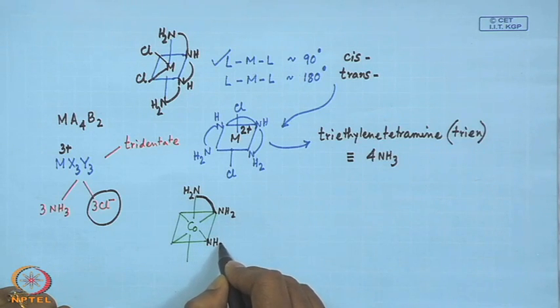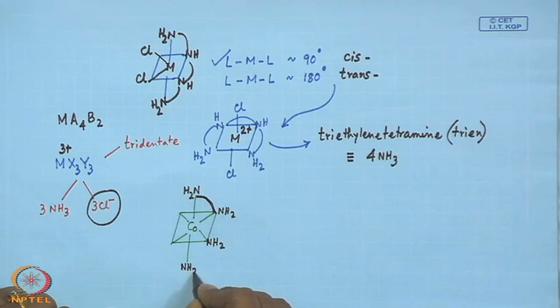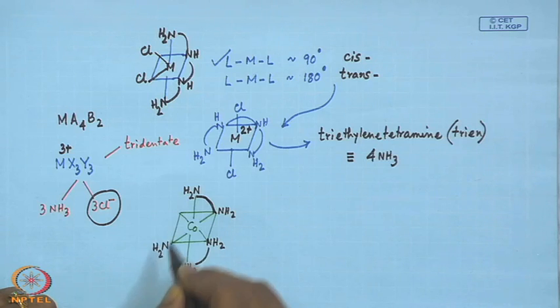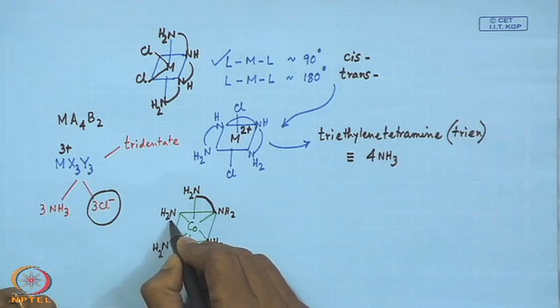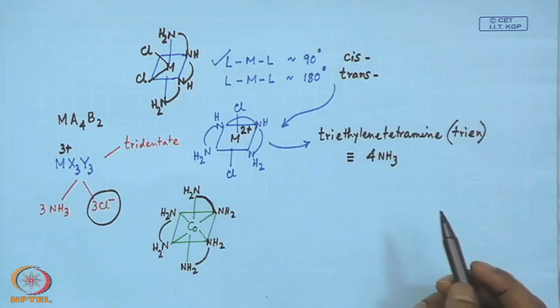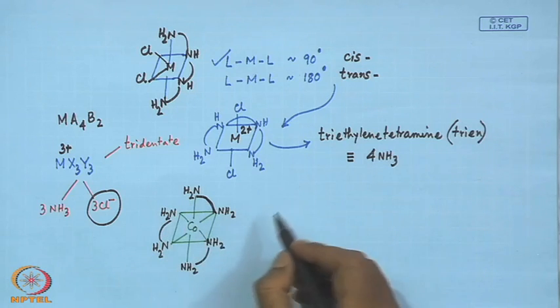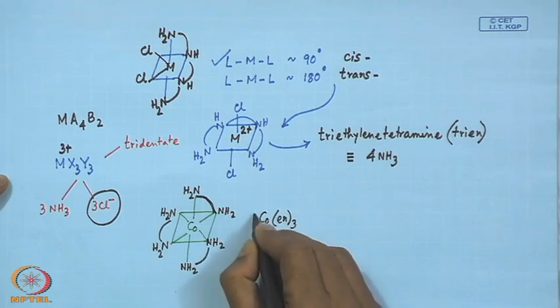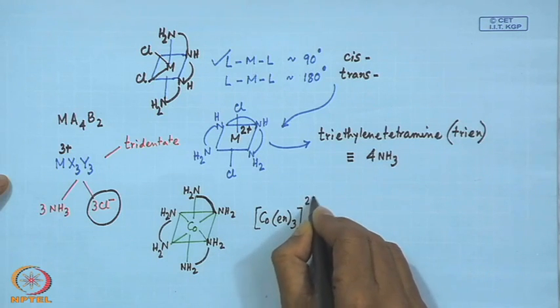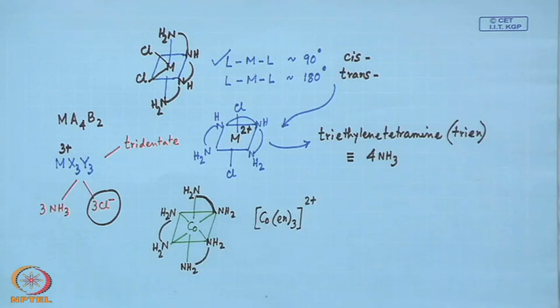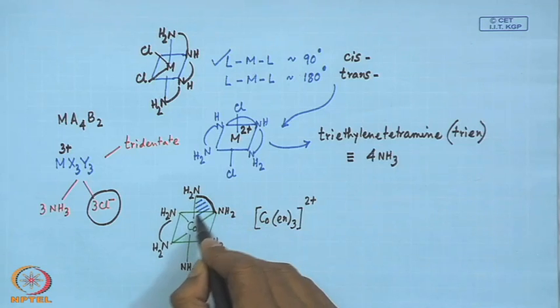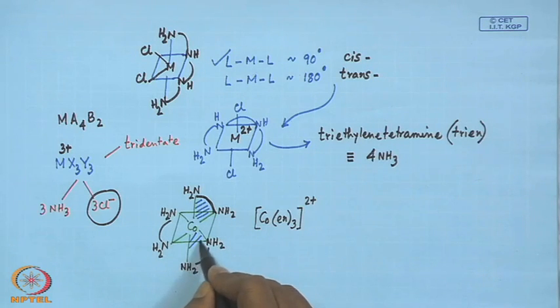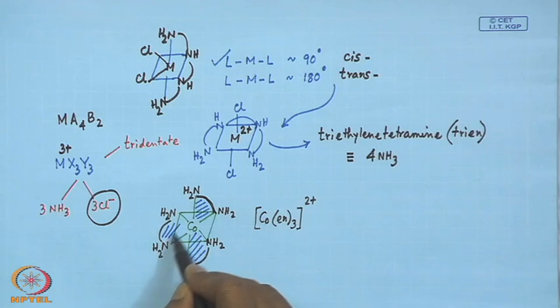Similarly, if we have the second one, this is the other one and the third one. So, 3 ligands can bind to these 3 positions, fulfilling the corresponding compound as Co(en)3 2 plus. When they form this coordination to the metal center, we get one particular chelate plane, this is another chelate plane and this is the third chelate plane.